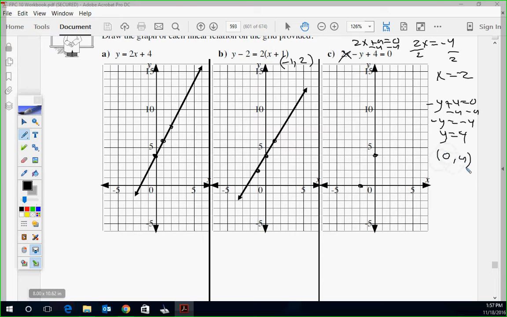So we have 2 points. You really only need 2 points to draw a line on a graph. We have the 2 points. Notice they all have that same 4. Okay. We've graphed all 3 lines.